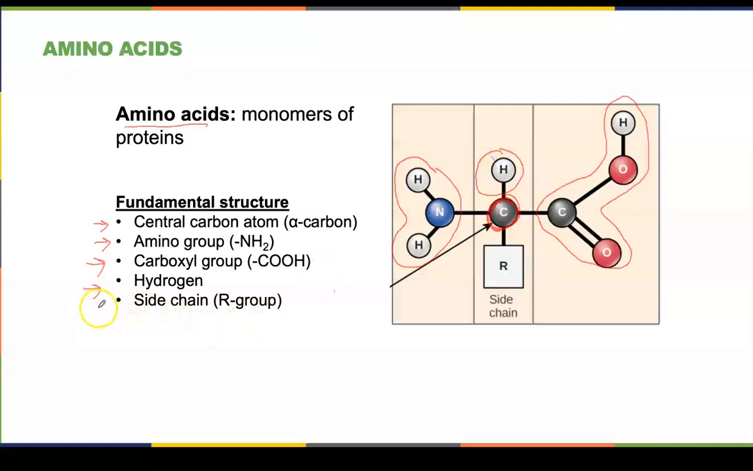And then there's the variable part. So the R here just means really anything that you want to attach, or that the cell wants to attach. And there are 20 different things that cells typically attach to the basic structure. We'll see that it's the side chain, or the R group, that gives amino acids their unique properties.